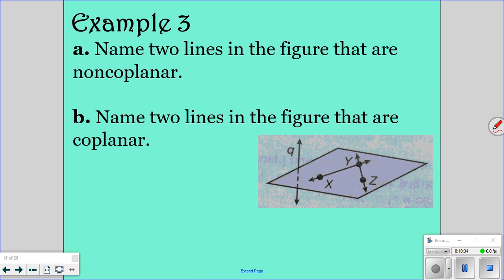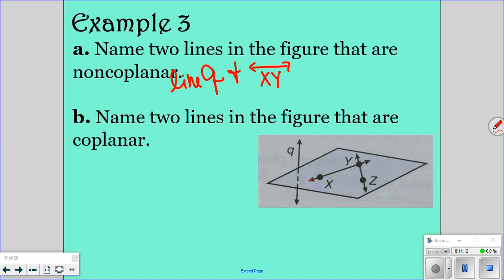Now it asks for 2 lines in the figure that are non-coplanar. So that means 2 lines that are not on the same plane. Do you see how these 2 lines intersect? If they intersect, then that means that they are coplanar, so they would not be non-coplanar. This line Q here does not intersect line XY. So line Q and line XY are non-coplanar because they do not intersect.